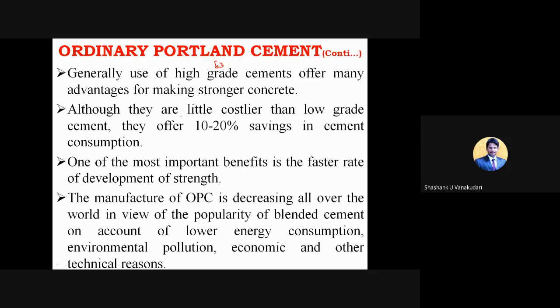However, high strength or high grade cements are costlier than the low grade cements, but they offer 10 to 20% savings in cement consumption. If you are using IS 33 or IS 43, for a cubic meter you would use around 350 kg, but with this 53 grade you can use just 320 kg, so that you can match up the consumption of cement when you use the higher grades of cement.